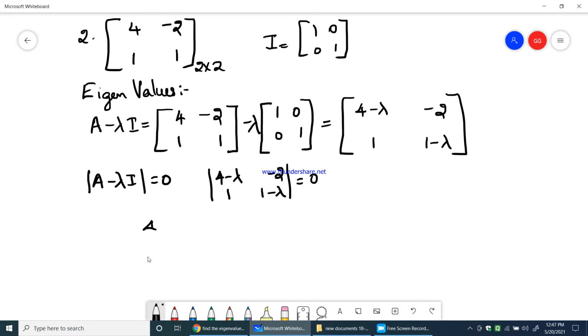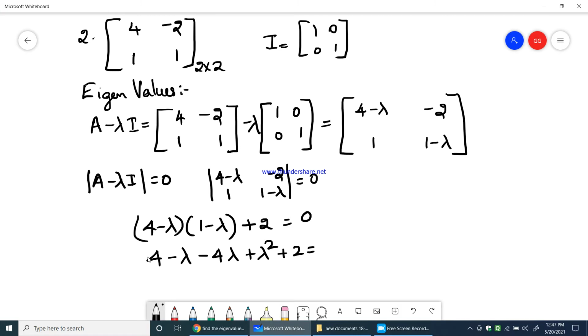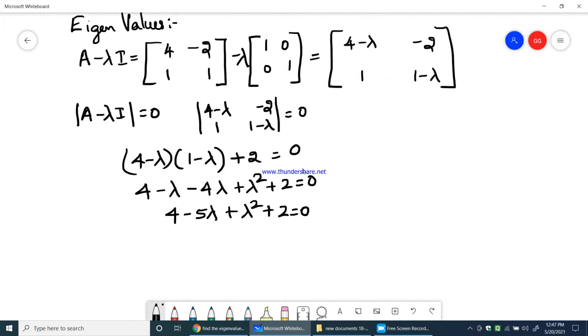Therefore 4 minus lambda into 1 minus lambda, minus of minus 2 into 1, which is plus 2 into 1, is 2, which is equal to 0. So 4 minus 4 lambda minus lambda plus lambda square plus 2 equals 0. Therefore it is 4 minus 5 lambda plus lambda square plus 2 equals 0. Finally the equation is lambda square minus 5 lambda plus 6 equals 0.